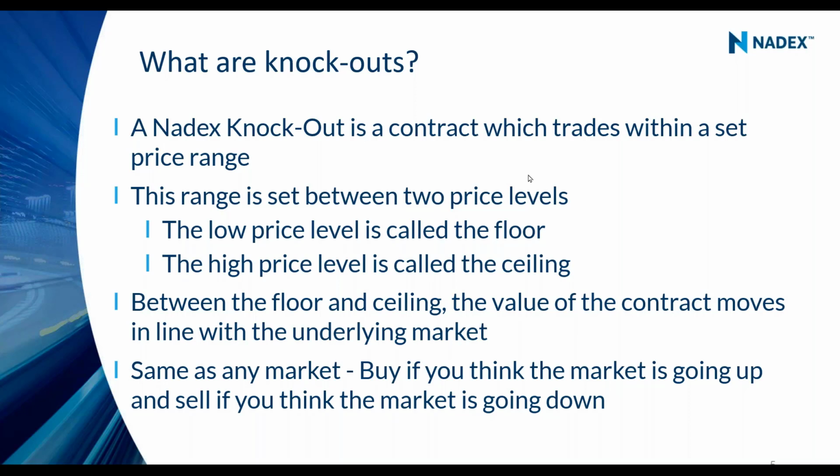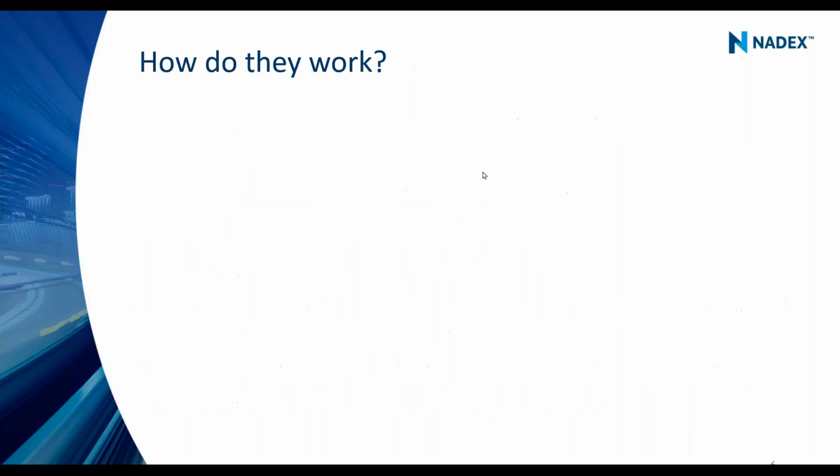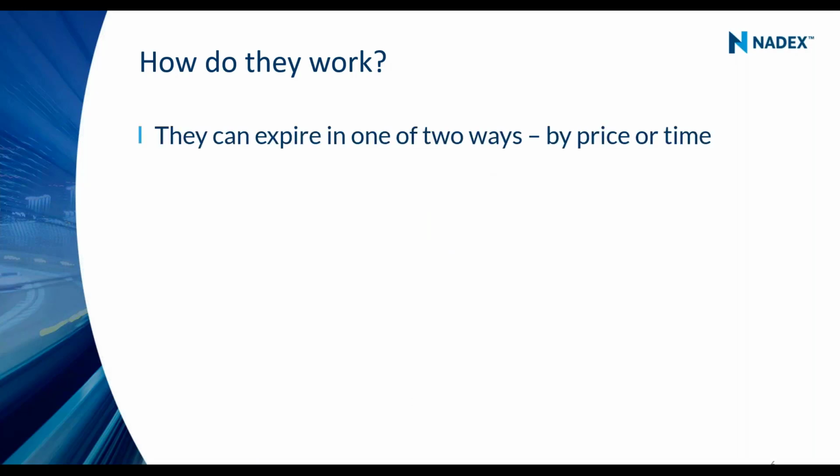Hopefully you understand that, because now, how does a knockout work? Now, a knockout, it's a contract, and it will expire or settle in one of two ways. There's a price triggered settlement and there's a time triggered settlement.